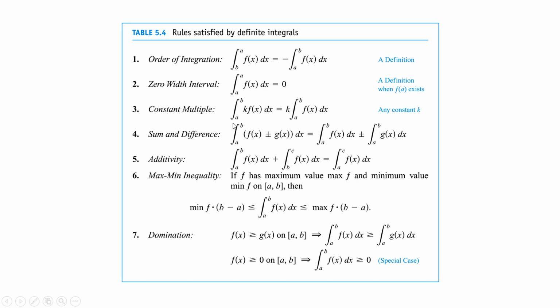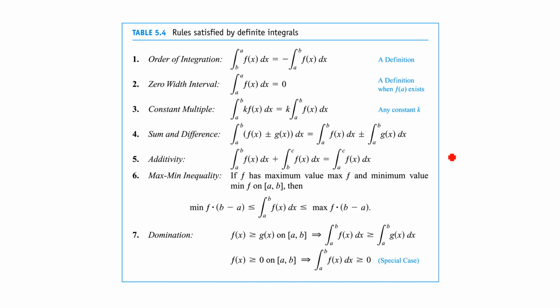Constant multiple. So the integral from a to b of a constant multiple of the function f, that is k f(x), where k is a constant, dx, can be written as k outside; we can take it out of the integral, and then the integral of a to b f(x) dx. Sum and difference: if we have the integral of f(x) plus g(x) or f(x) minus g(x), it can be written as separate integrals, the sum of separate integrals or the difference of separate integrals.